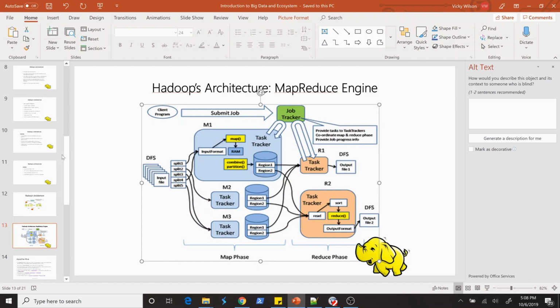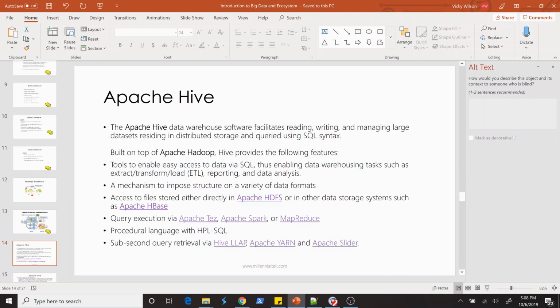So let's go ahead. Next, I would like to talk about Hive, which is our querying, SQL-like querying language on Hadoop. Basically, it does a scan through of files on HDFS. HDFS is nothing but Hadoop distributed file system, where you store all your files.